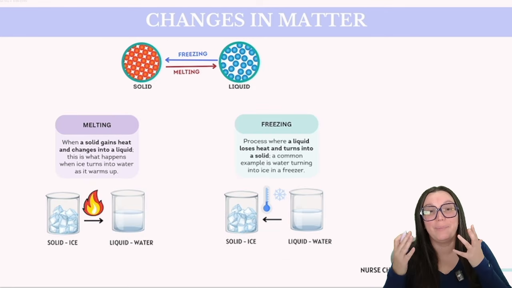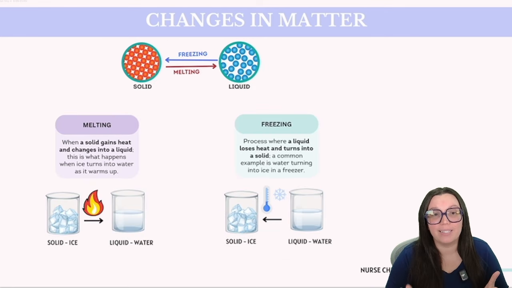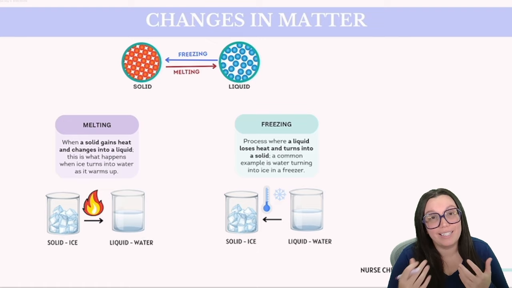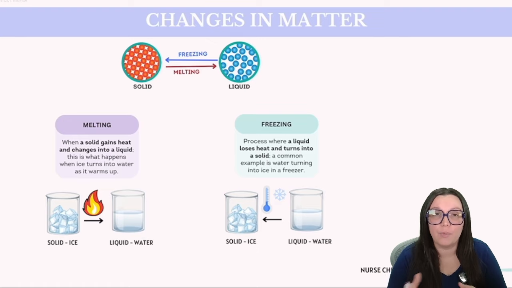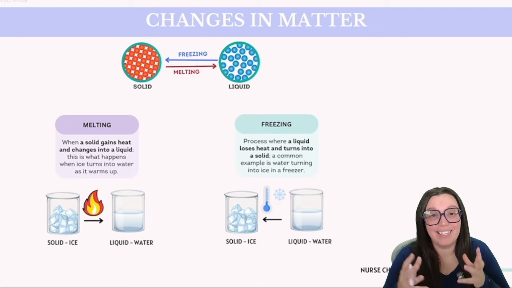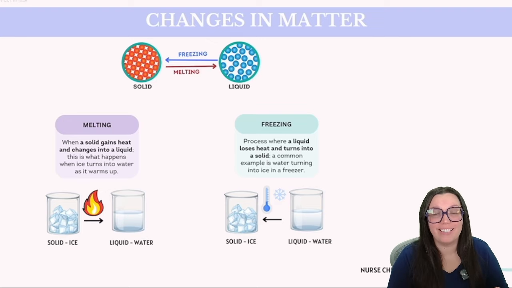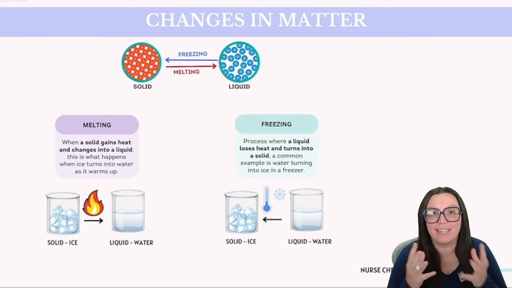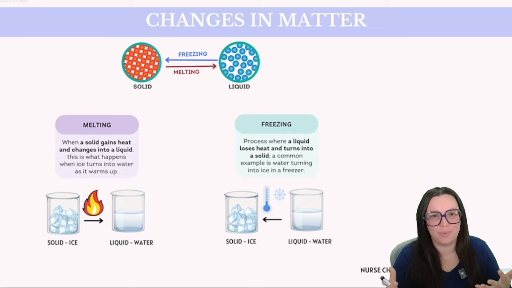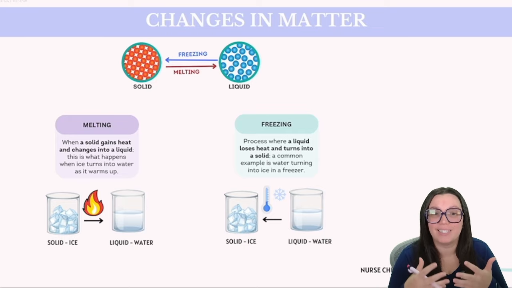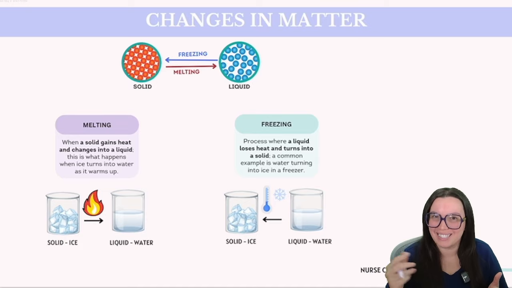So starting with melting. Melting is the process where a solid becomes a liquid when it absorbs heat. An example of this, like we talked about before, is ice melting into water. This is the most common example. As the ice absorbs heat from its surroundings, its molecules increase their kinetic energy, weakening those intermolecular forces that have kept them fixed in place, allowing them to move more freely and transition into a liquid state.